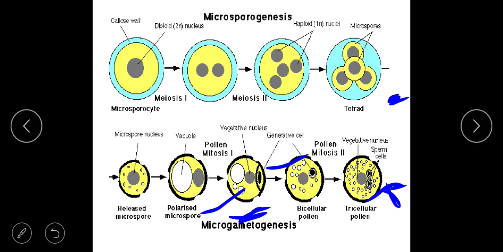In 60% of the plants, the microspores are liberated at the two-cell stage, whereas in some they remain until the three-cell or three-nuclear stage. Three nucleus means here one is the vegetative cell and the generative nucleus, from which the two male gametes or male nuclei derive. So we normally call it a three-nucleated or three-celled stage.